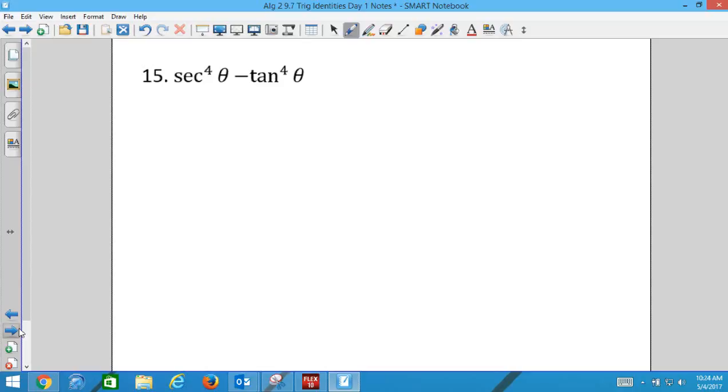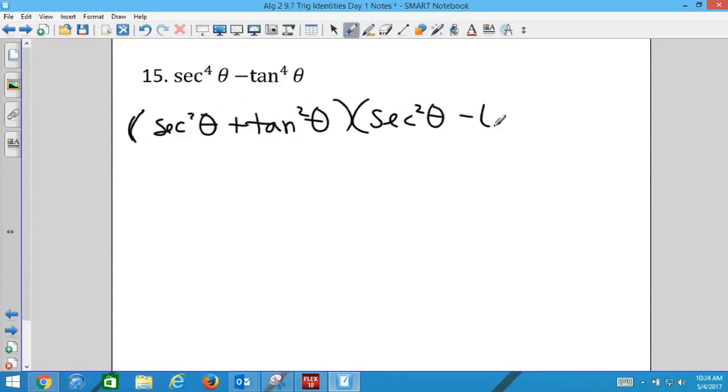this is factorable. This is a difference of squares. So we're going to factor this one into secant squared theta plus tangent squared theta, in parentheses, and secant squared theta minus tangent squared theta. Well, then you have another difference of squares there, but now it is squared.